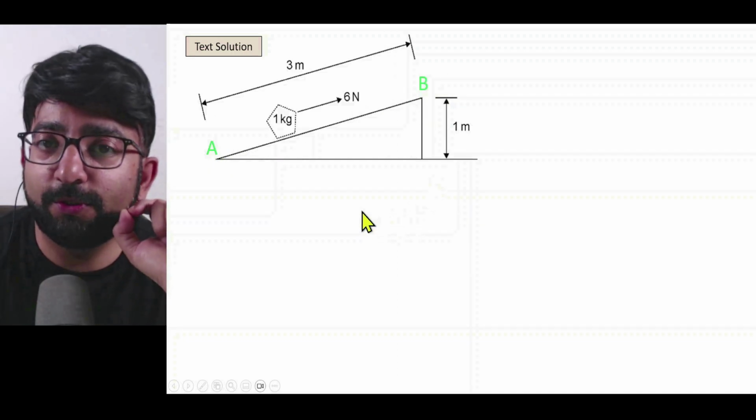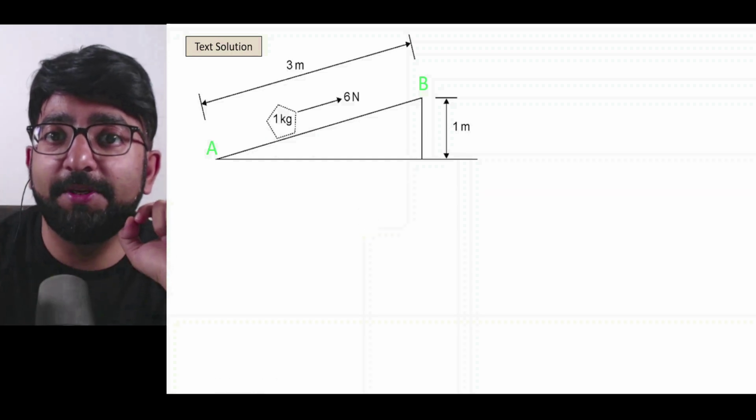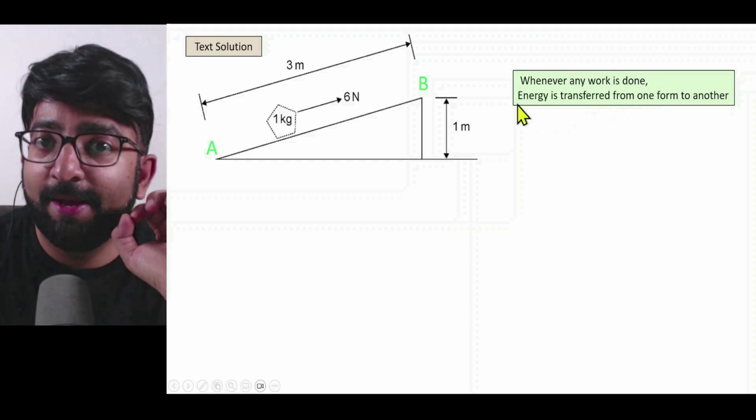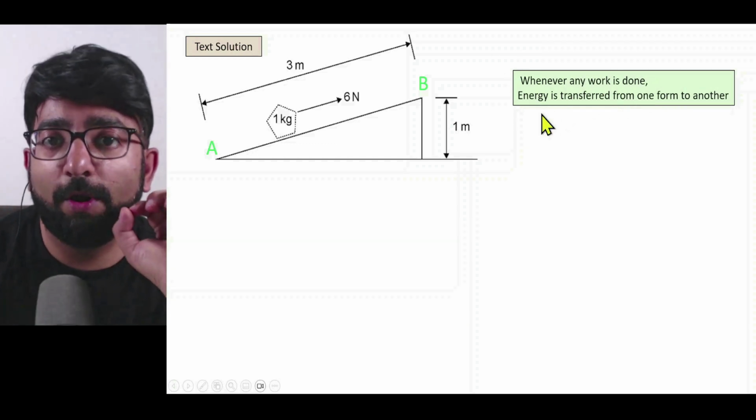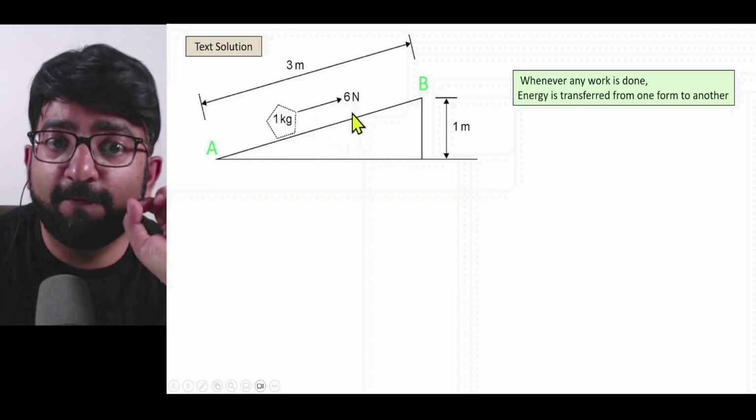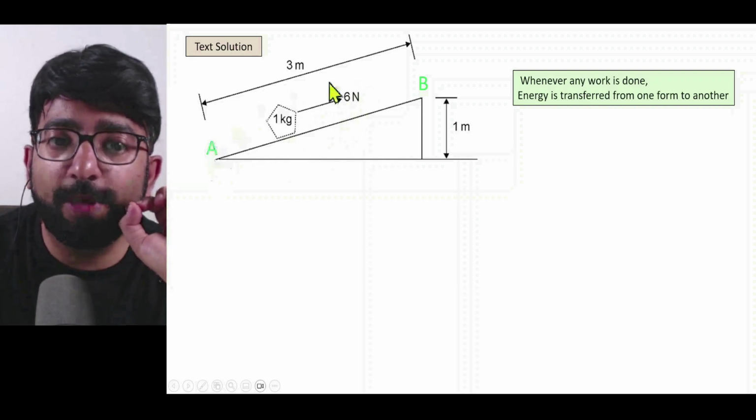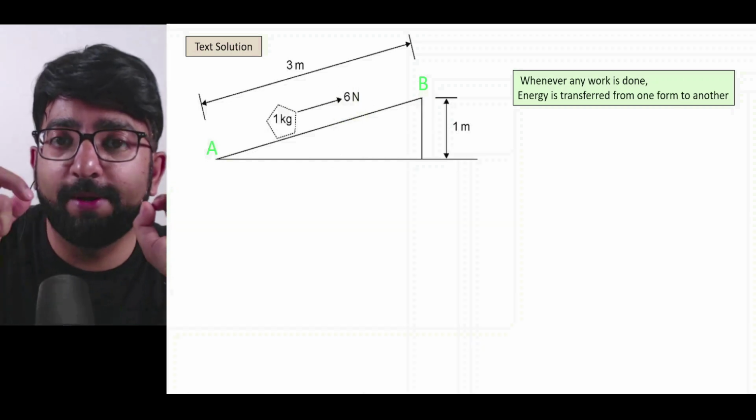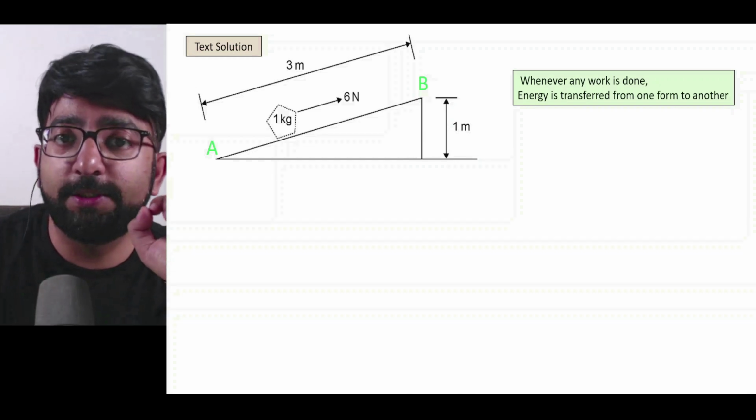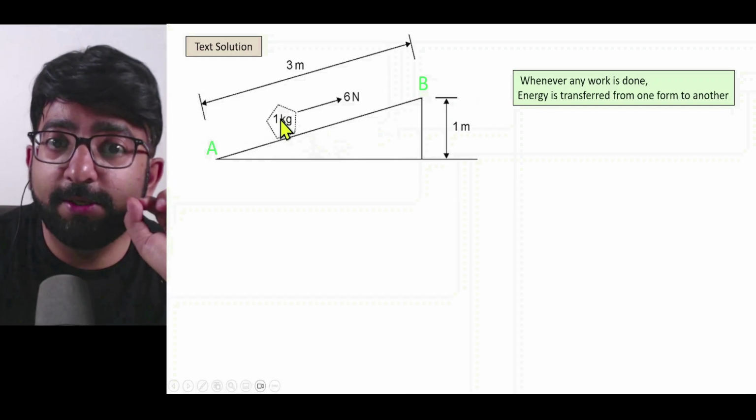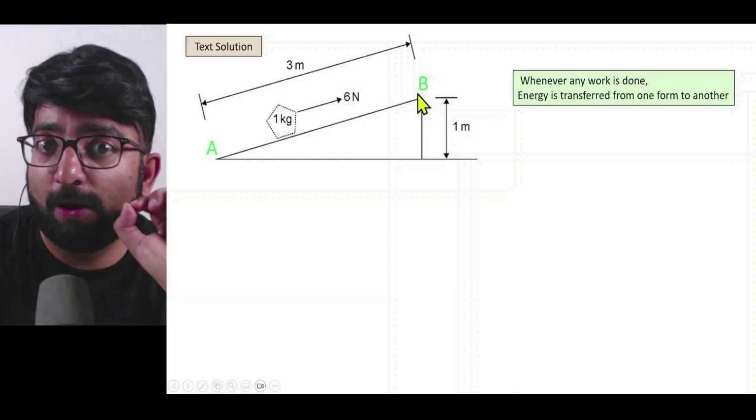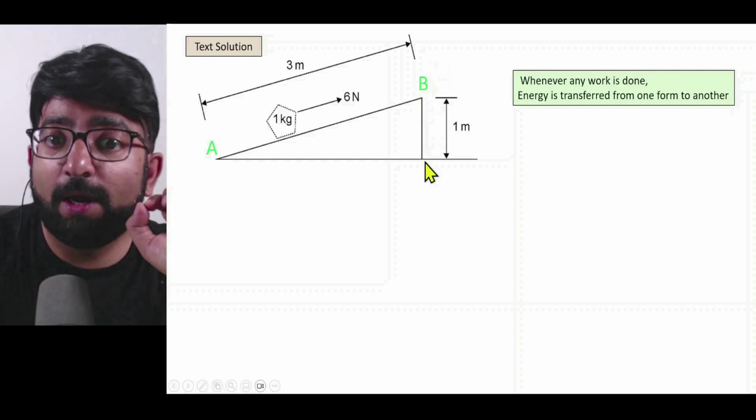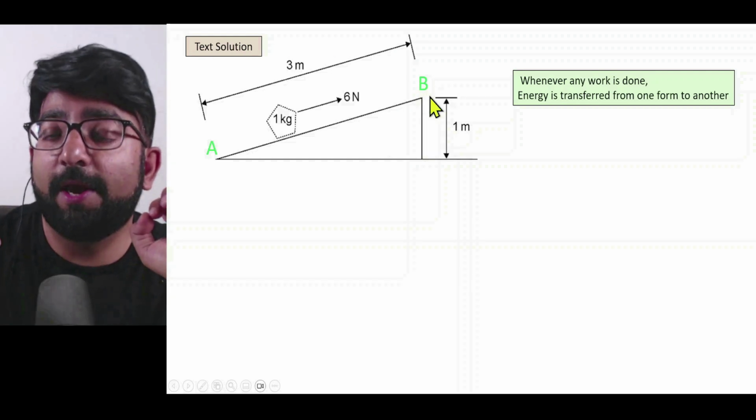So one of the approaches to solve this question is using the work energy conversion. According to that, whenever any sort of work is done, energy is transferred from one form to another. So in this case, if you analyze, this force of 6 Newton is pulling the box from A to B. So this force is going to do some work, but that work is going to get translated into other energy forms. And what are those energy forms? The box is going to reach point B with some velocity. So at B, there is a gain in kinetic energy. And also since the object has come above the ground, potential energy has also increased.